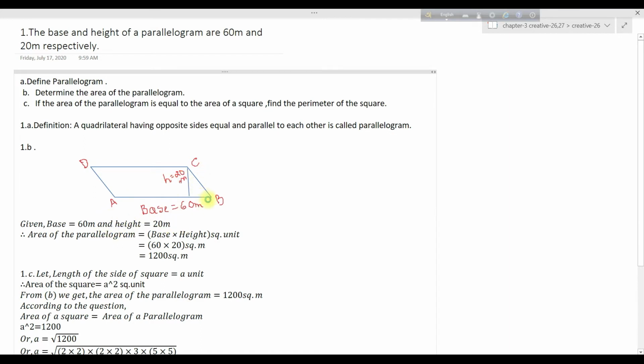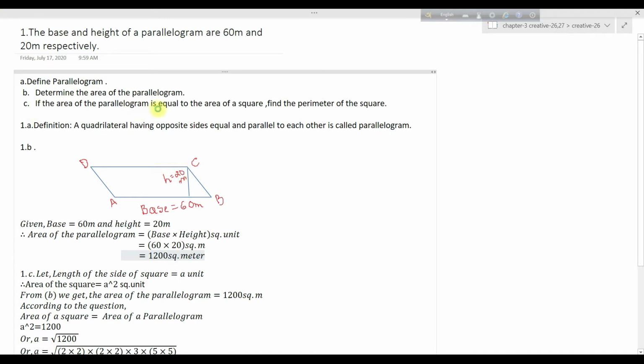In case of a parallelogram, we know that if you multiply base and height, then you will find the area of the parallelogram. So your base is 60 meter and height is 20 meter. If you multiply both of them, you will find the answer, area of the parallelogram, 1200 square meter. So let's proceed to the next part.